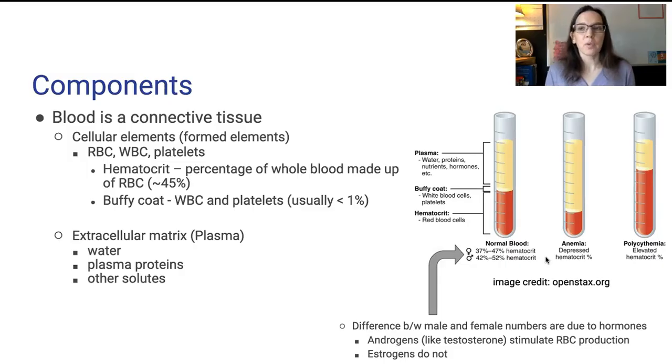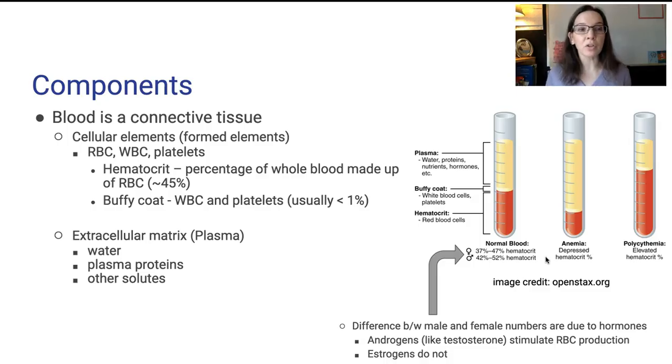All right, so what is blood? Blood is a connective tissue, and a connective tissue has to have cells, living cells, surrounded by a non-living extracellular matrix. If it has those characteristics, it's a connective tissue. So blood falls into that category. And how do we know that?